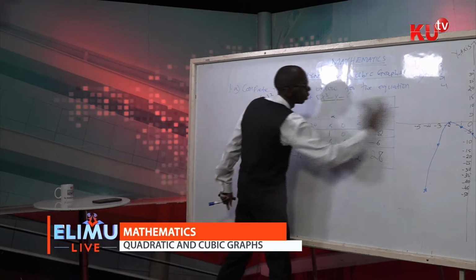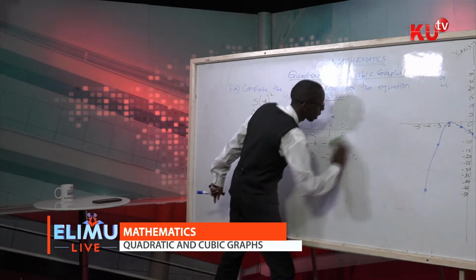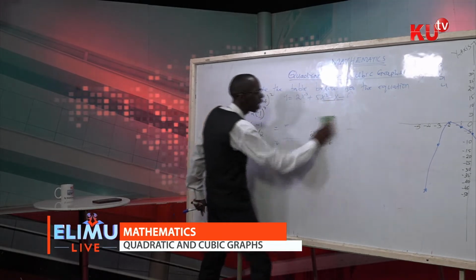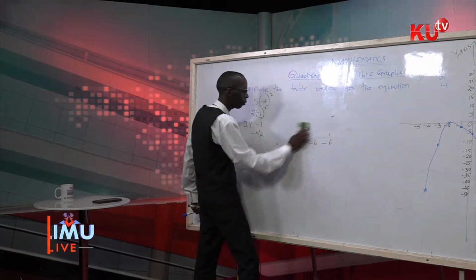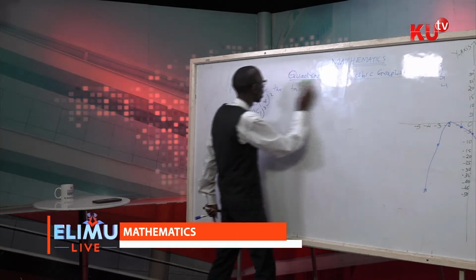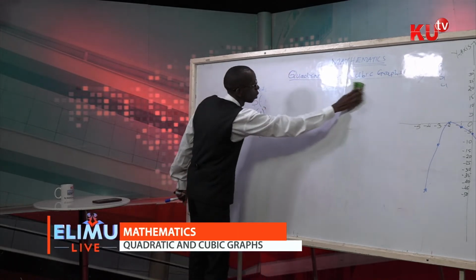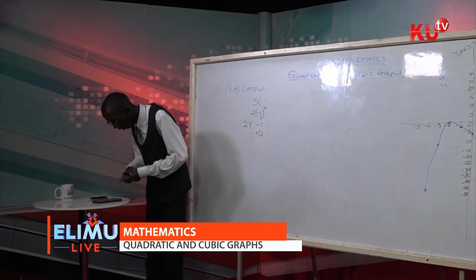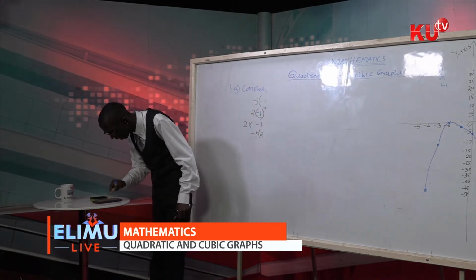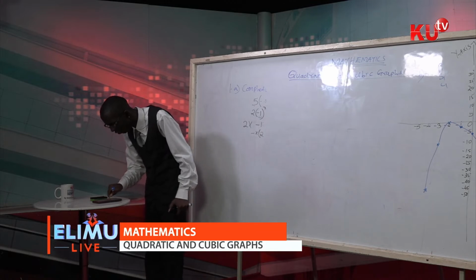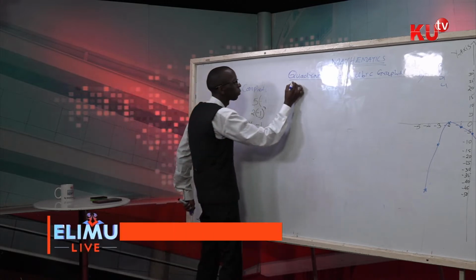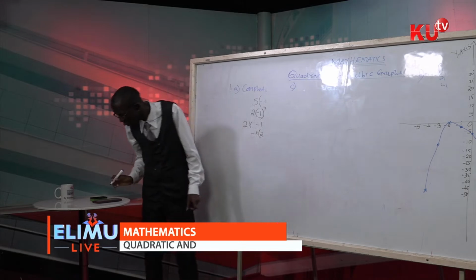Alright, let us move on to question part C. We can now erase the table. It's no longer important, but the graph is very, very important. So we are going to question part C. The question part C is reading as this.